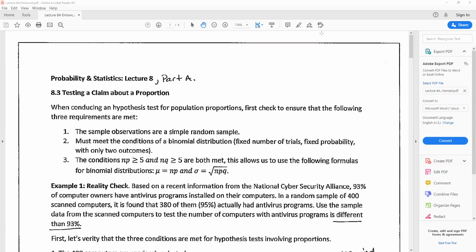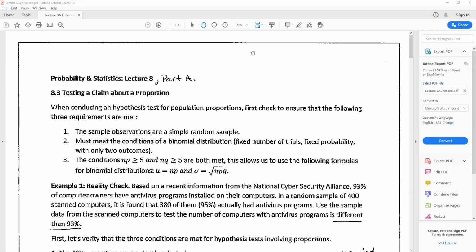When conducting a hypothesis test for population proportions, first check to ensure that the following three requirements are met. Number one, the sample observations are a simple random sample. Number two, must meet the conditions of a binomial distribution, which means you have to have a fixed number of trials, fixed probability with only two outcomes, and the one not mentioned that we need to consider is independence. Number three, the conditions n times p must be greater than or equal to 5, and n times q must be at least 5. Both of those conditions must be met.